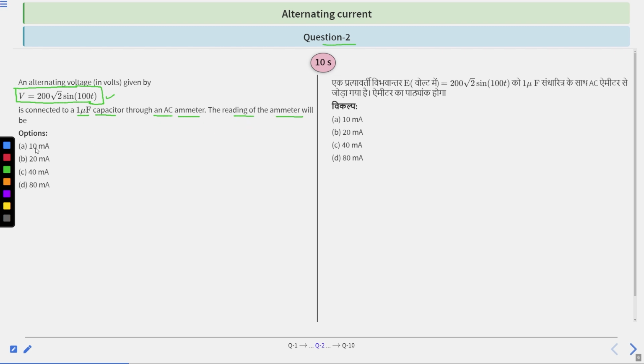Given options: option A is 10 milliampere, option B 20 milliampere, option C 40 milliampere, and option D 80 milliampere. So which option is correct? Option A, option B, option C, or option D? You have 10 seconds to solve this question. After 10 seconds, we will provide the solution of this question.